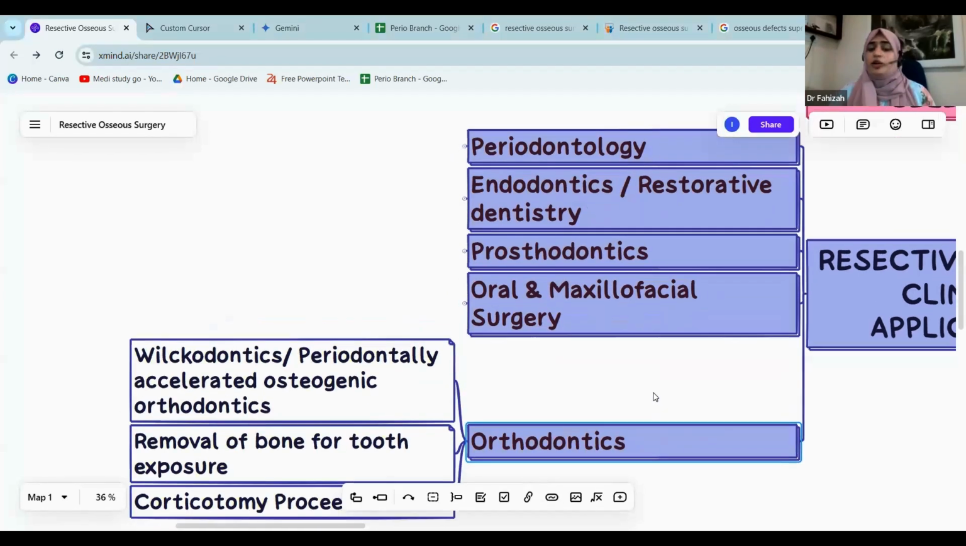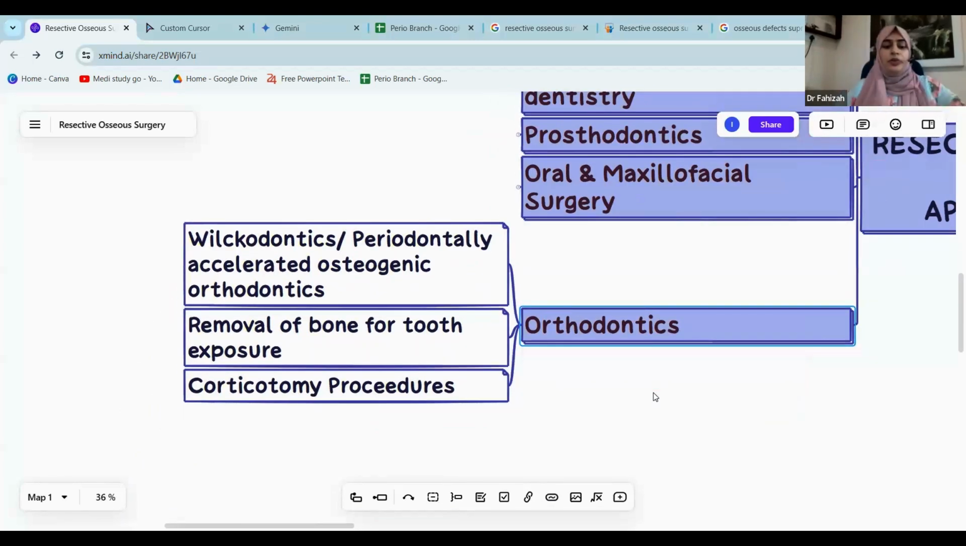Coming to orthodontics, Wilckodontics, as I discussed once before, and again, removal of any canine which is impacted, and any tooth exposure, if it is deep down in some cases, and corticotomy procedures. If you want to move only one tooth, you just do cuts around that one tooth so that it moves faster. So that is in orthodontics.